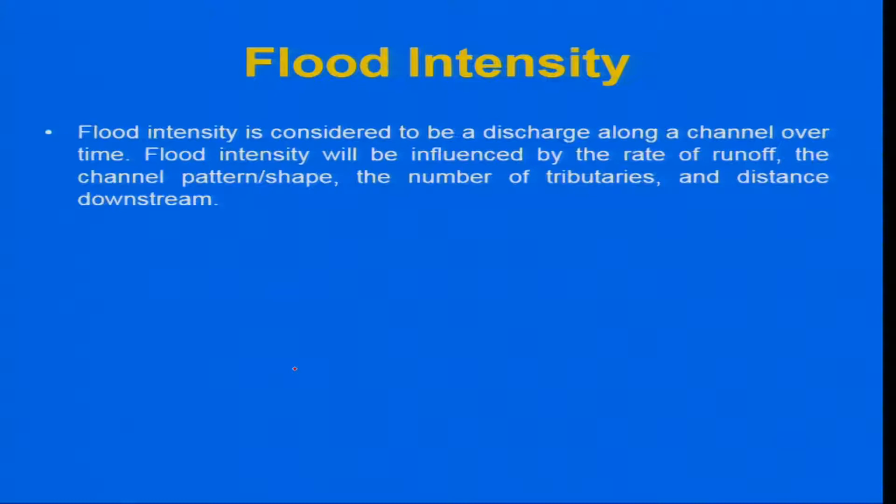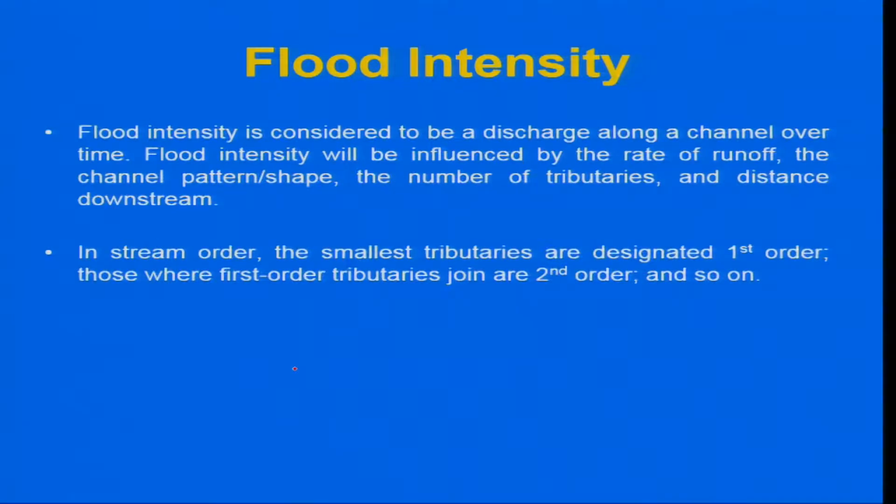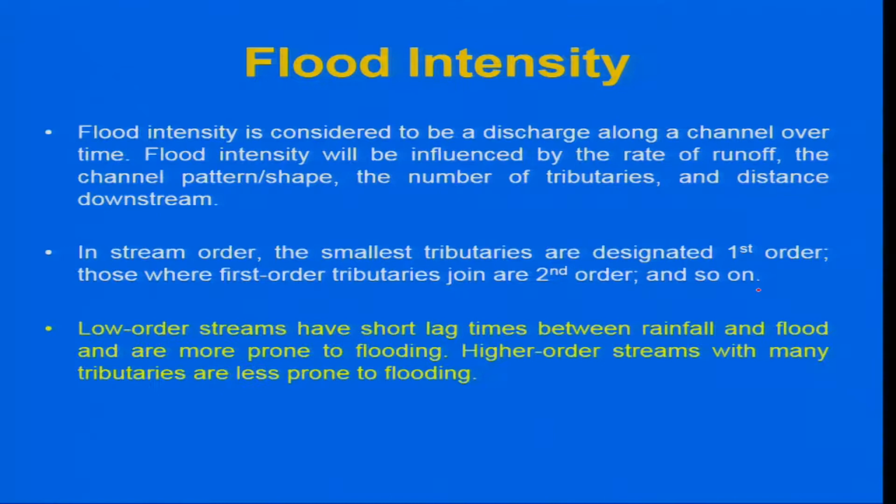Flood intensity will be influenced by the rate of runoff, channel pattern shape, the number of tributaries and distance downstream. In stream order, the smallest tributaries are designated as first order. Where first order tributaries join together, they become the second order, and so on, as I explained in the previous slide. Low order streams have a short lag time between the rainfall and the floods, and are more prone to flooding. So, if you have, for example, a dendritic pattern in the area, then you will have the likelihood of a very quick flooding event in that particular area. And the higher order streams, with many tributaries, are less prone to flooding.